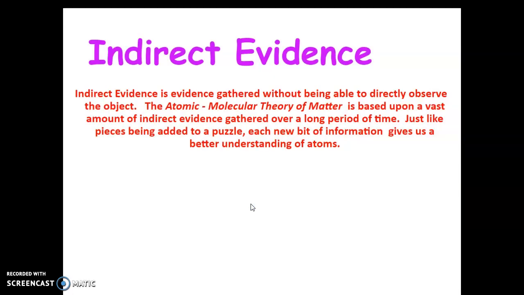Indirect evidence is evidence gathered without being able to directly observe the object. The atomic molecular theory of matter is based upon a vast amount of indirect evidence gathered over a long period of time. Just like pieces being added to a puzzle, each new bit of information gives us a better understanding of atoms, just like I said before.